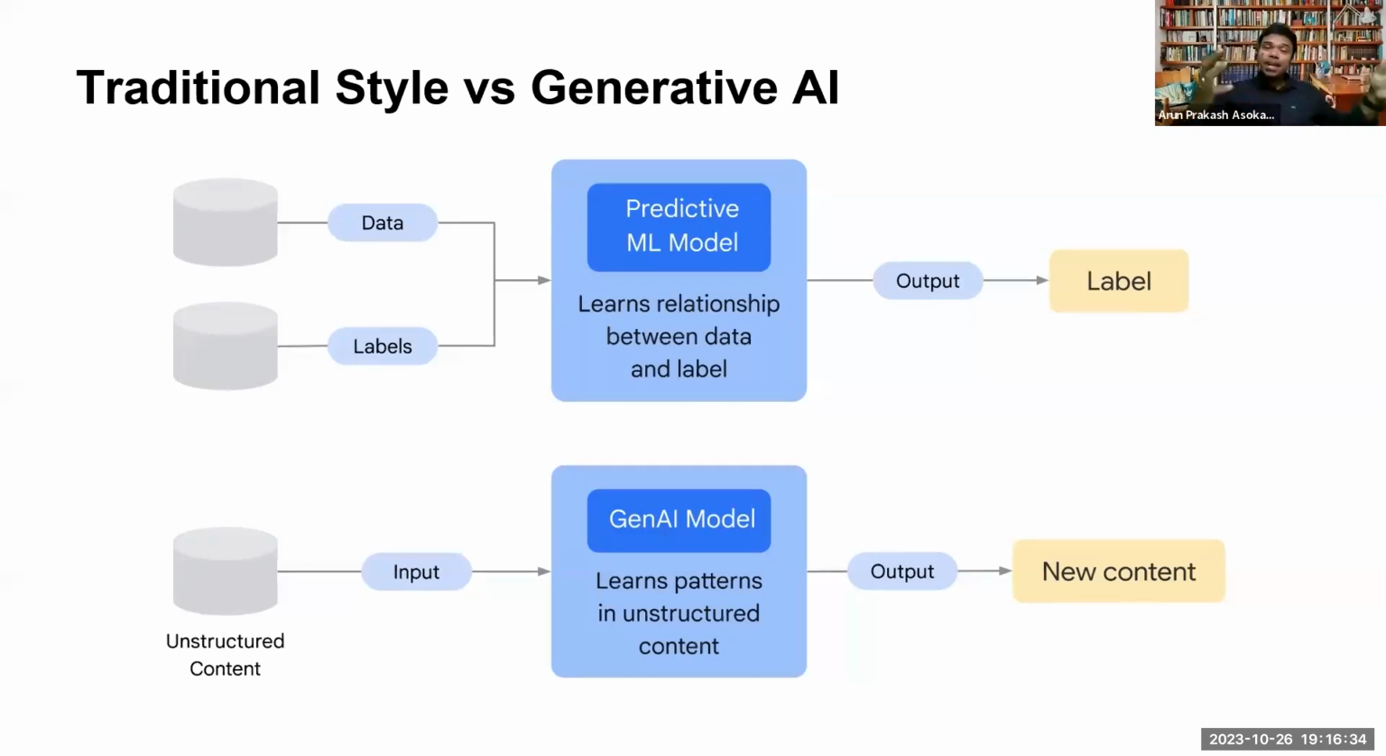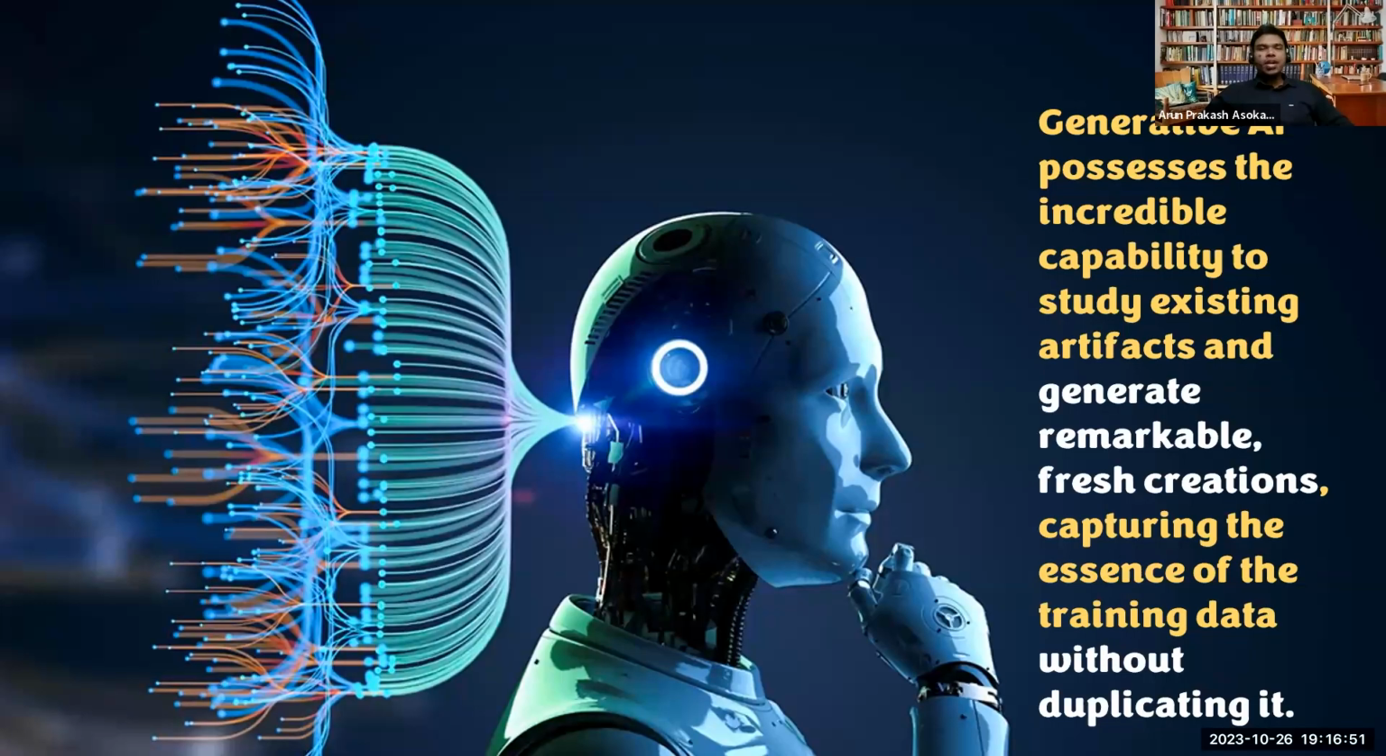With its pre-trained knowledge, it is able to output something which looks like fresh and new content. That is the very simple difference between a traditional style of AI model versus a generative AI model, right? Of course, this is an oversimplified explanation, but think about it for a second. Does Gen AI even really have the creative ability?